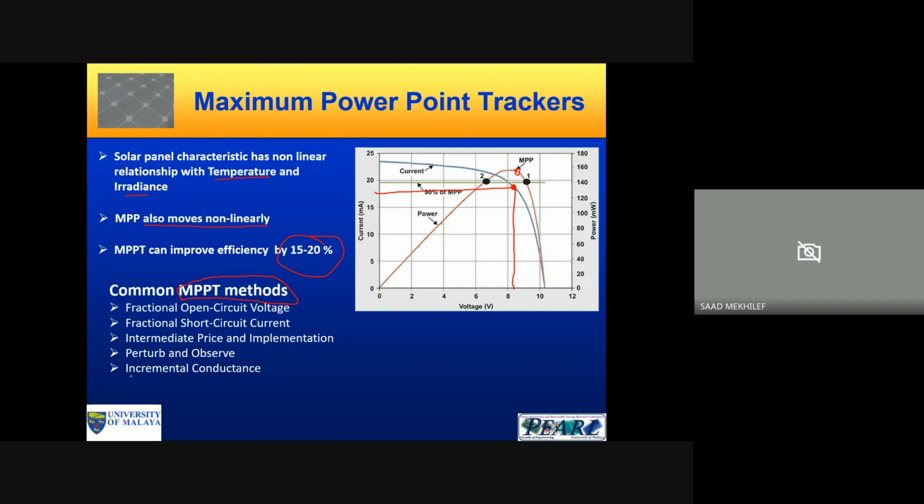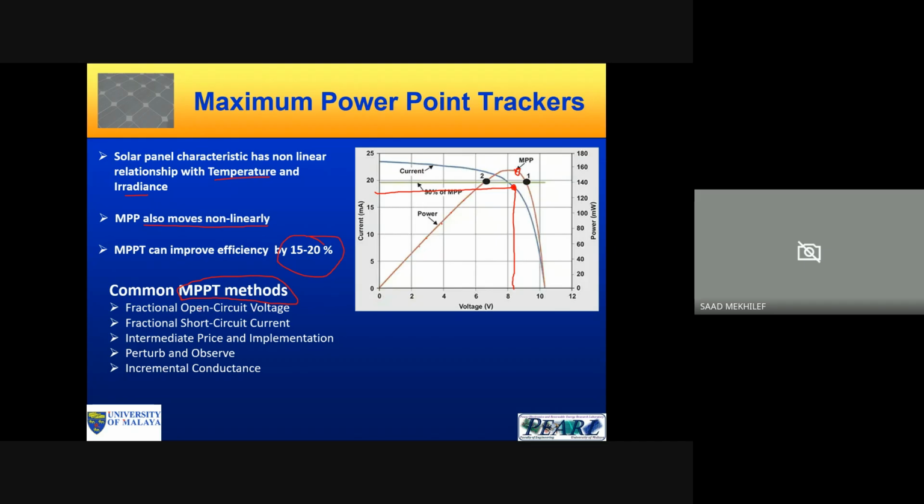There are quite a number of methods available in the literature, and our group has also contributed significantly to this area. Our group is considered number one in the world in MPPT. We have done a lot of work on MPPT controls. So we have fractional open circuit voltage, fractional short circuit current, perturb and observe, incremental conductance, and hill climbing.